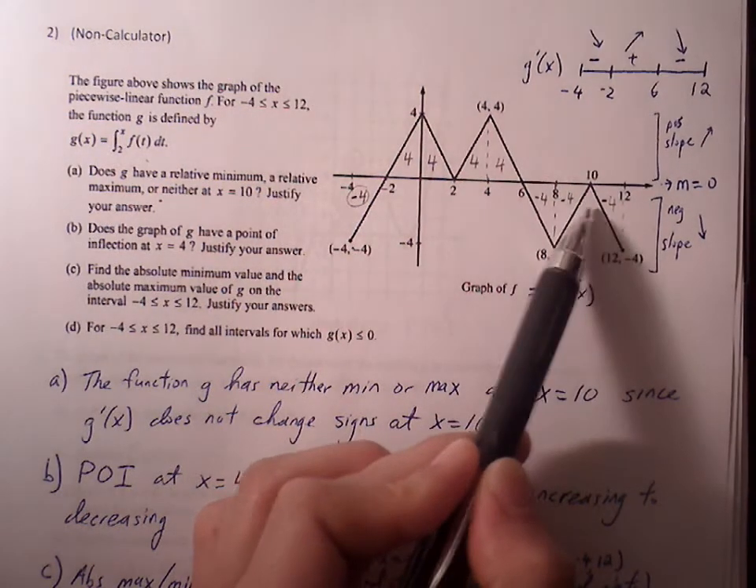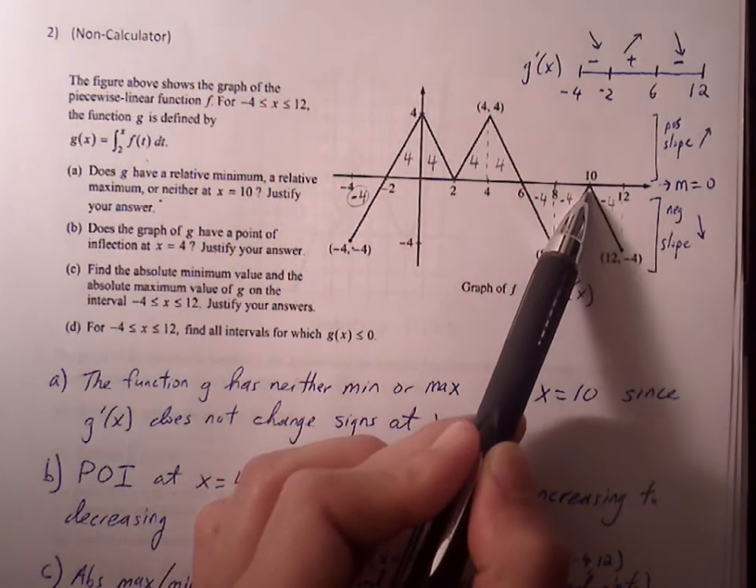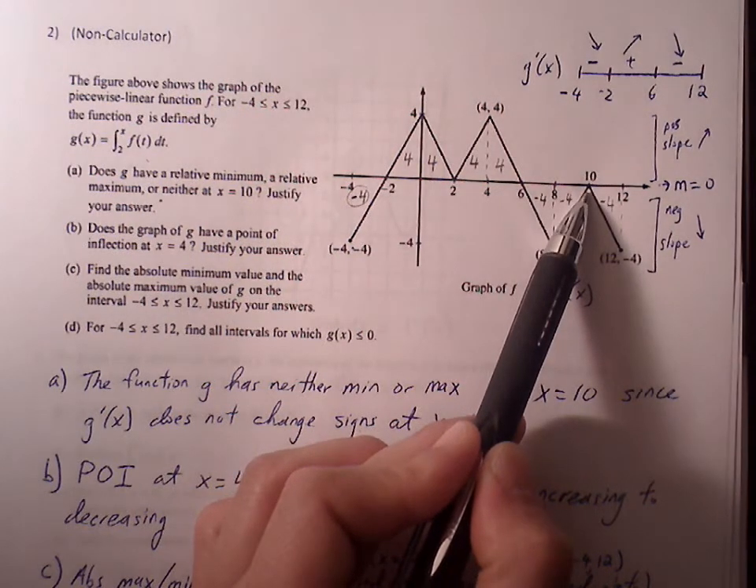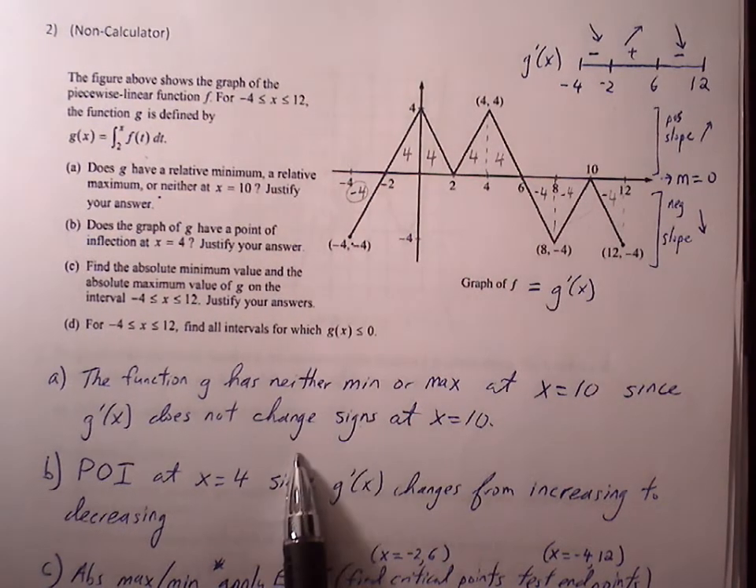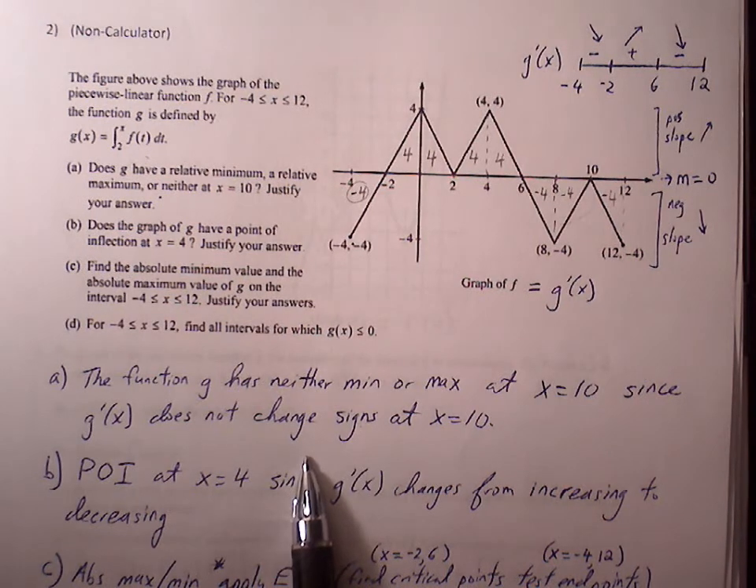There's no change in sign, so we can say it's a critical point, but it's not a relative max nor a relative min. It is going to be neither. Okay, so neither relative max nor relative min, since g prime does not change signs at x equals 10.